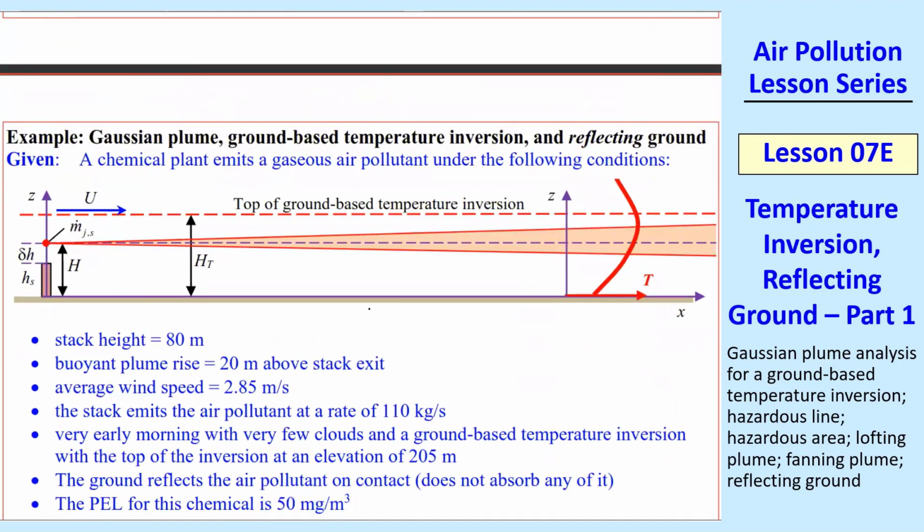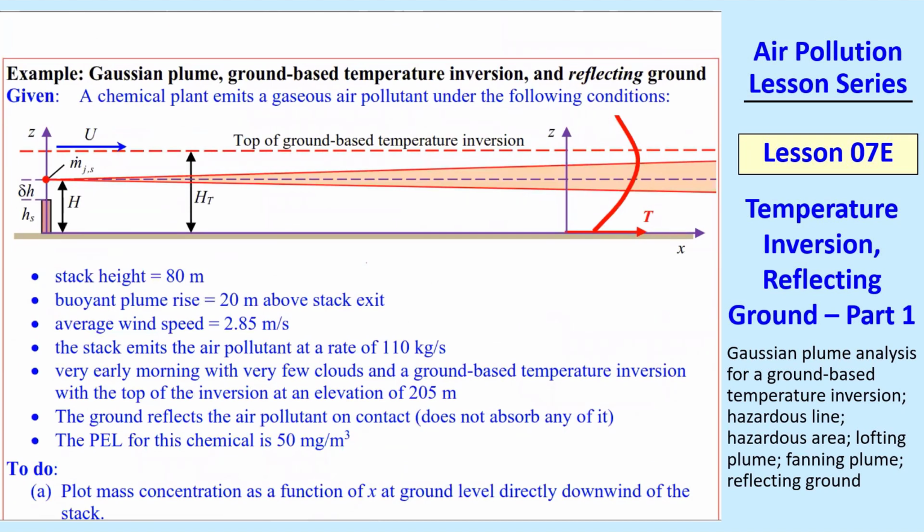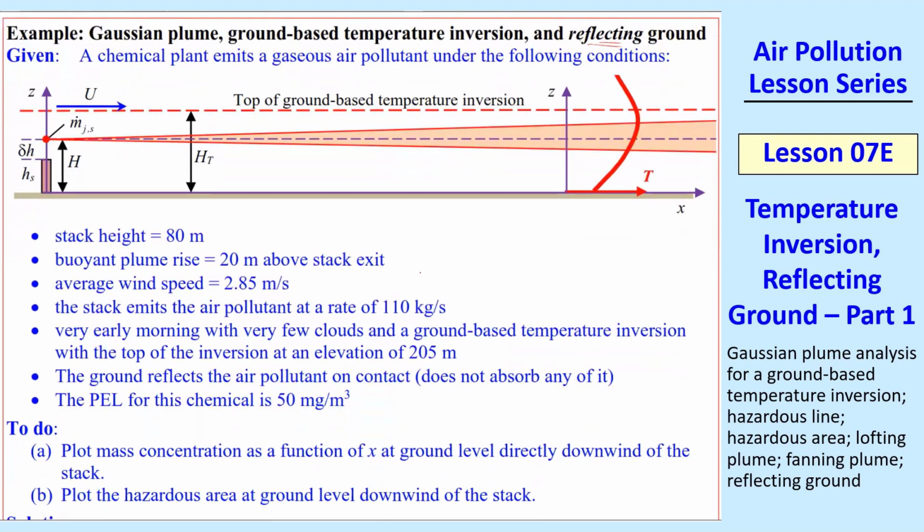So let's do an example. Gaussian plume, ground-based temperature inversion, reflecting ground. This is the problem I've copied and pasted I don't know how many times now. We've seen this over and over again, this same nasty chemical plant. And this time there's a ground-based temperature inversion. So like we're talking about, with H less than HT. So we don't have to do anything different other than realize this is a reflecting ground, so make sure we use the right equations.